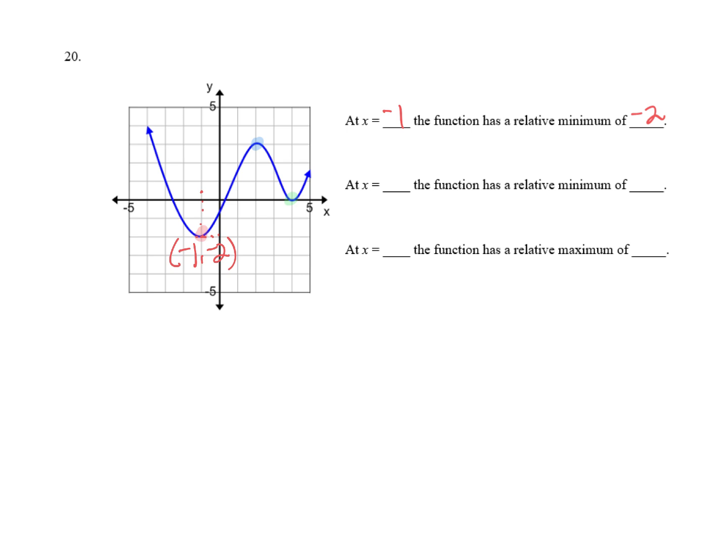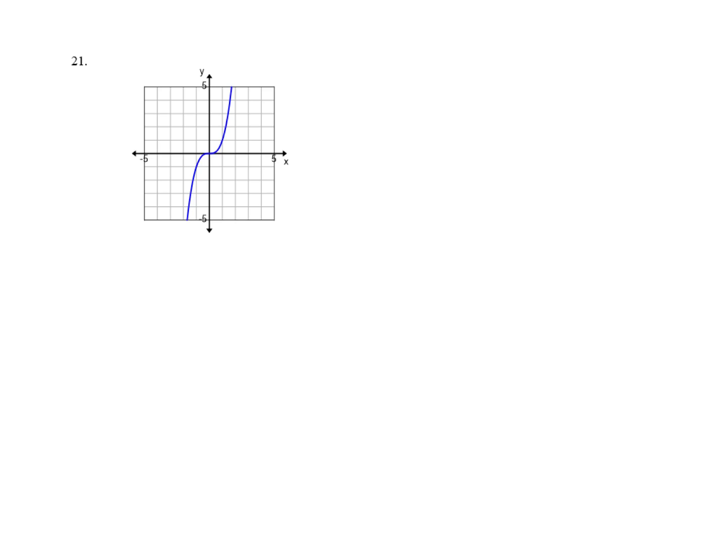So let's look at the other minimum. That point is 4, 0. So at x equals 4, there is a relative minimum value of 0. Then let's figure out what this point is. It is 2, 3. So at x equals 2, there is a relative maximum of the value 3. Again, where is x? What is y?